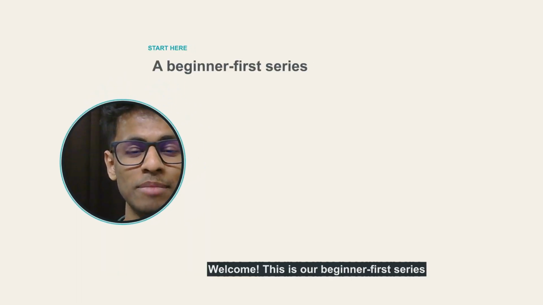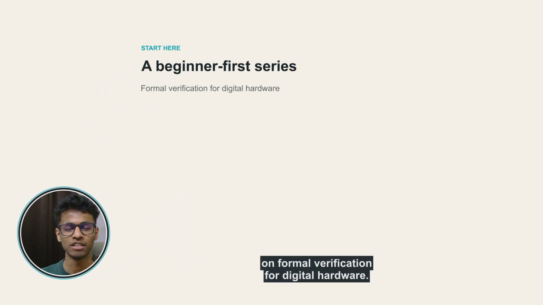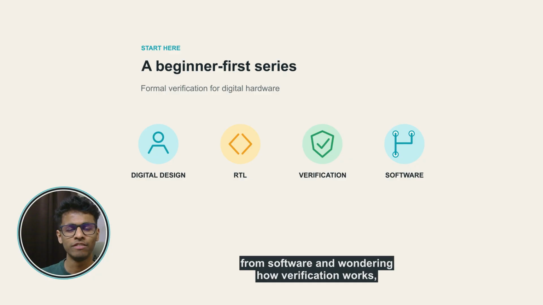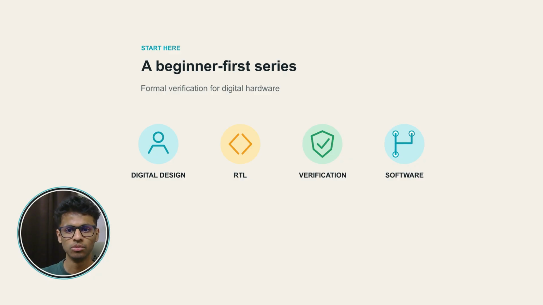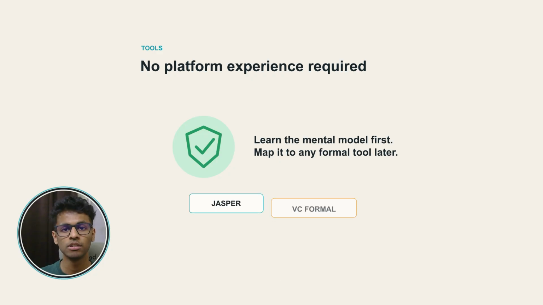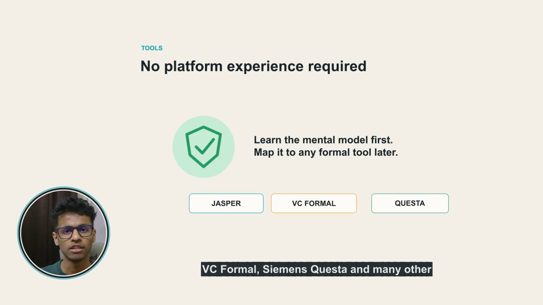Welcome. This is a beginner first series on formal verification for digital hardware. If you are learning digital design, writing RTL, working in design verification, or coming from software and wondering how verification works, this series is for you. There are many commercial platforms out there such as Cadence Jasper, VC Formal, Siemens Questa, and many others, but you do not need any experience with those tools for this series.